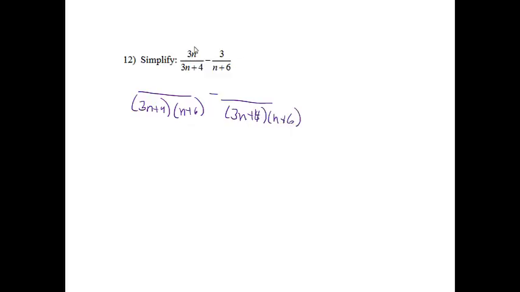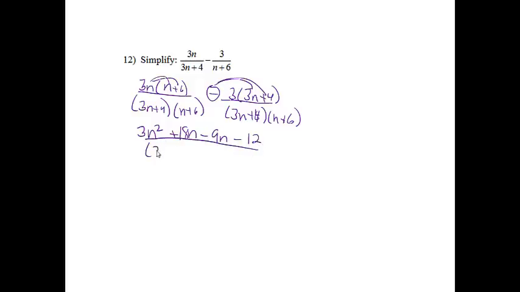Okay, so I notice on this top one, I'm going to have to multiply the 3n. It is missing the n plus 6. And then the second one is missing the 3n plus 4. So that's what I'm going to do. And then from here, I'm going to distribute the 3n to both parts. I'm going to get 3n squared plus 18n. And then be careful, this minus goes to both parts. So when I'm distributing it, I make sure that I do that. So I'm going to get minus 9n minus 12, and it's going to be all over that common denominator.